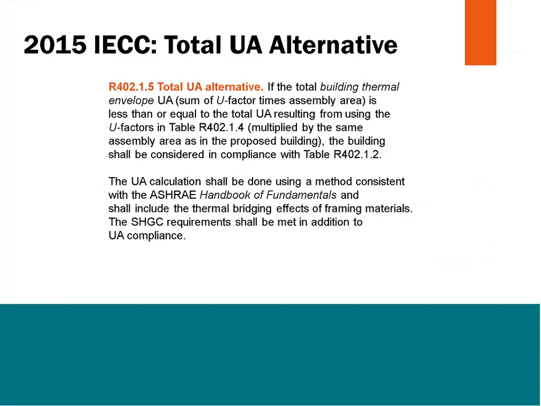And to our third option. This is a residential code section that describes the total UA alternative, as described in slide 23. The total building thermal envelope UA, which is the sum of the U factor times the assembly area, is less than or equal to the total UA resulting from using the U factors in the table and multiplying by that same assembly area as in the proposed building; the building shall then be considered in compliance with the table. The UA calculation shall be done using a method consistent with the ASHRAE Handbook of Fundamentals, and shall include the thermal bridging effects of framing materials. The SHGC requirements shall be met in addition to compliance.